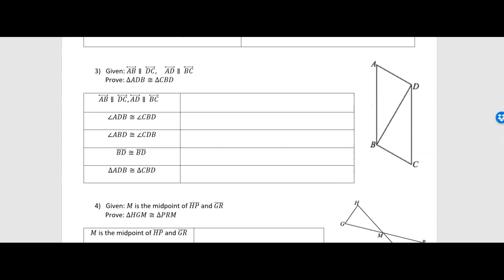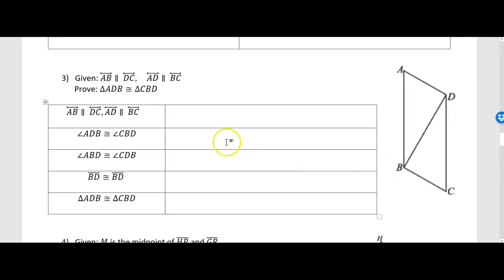Go to number 3. Make it a little bigger for us. We're just focusing on that one. All right. So again, pause the video, attempt this one on your own, then come back and listen to the discussion. So for this one, it just gives us two sets of parallel lines, right?